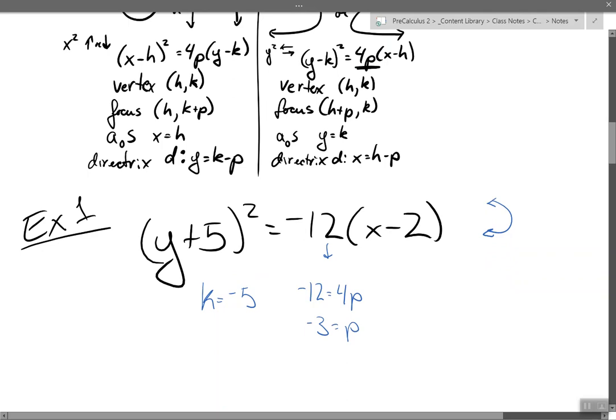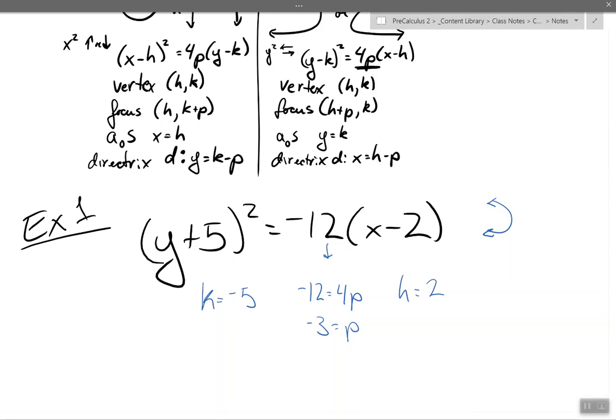And then finally, inside the x-coordinate is h. So h is equal to the opposite of that. So it's x minus 2. The opposite is 2. So now we have the three most important values that we need to go onto the graph. So we have k, h, and p. We're ready to go onto a graph.